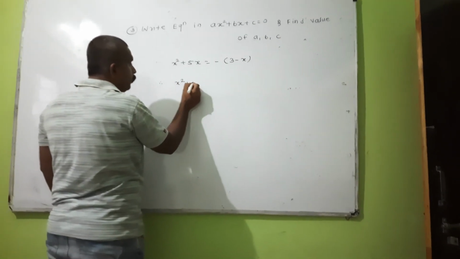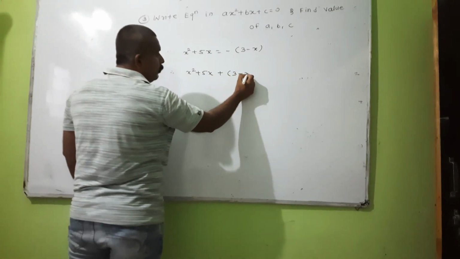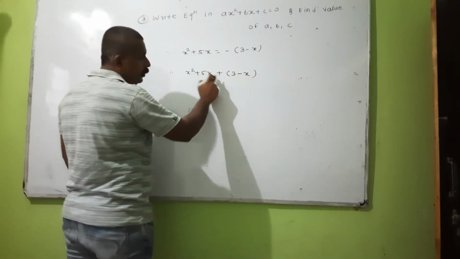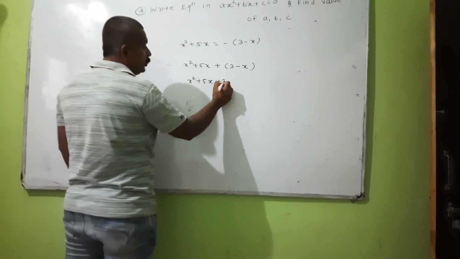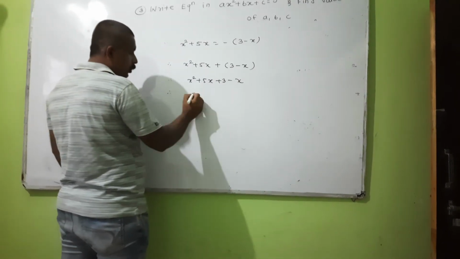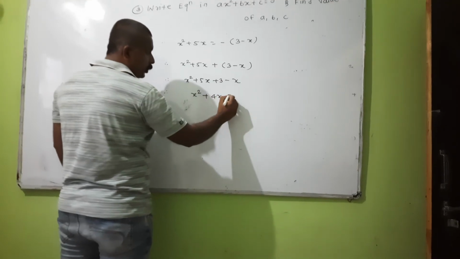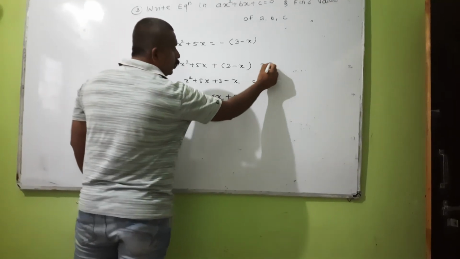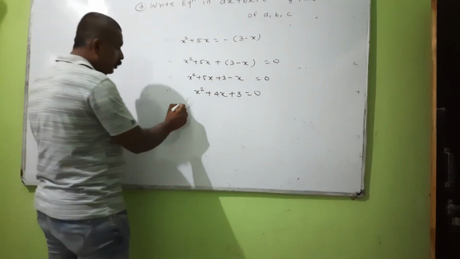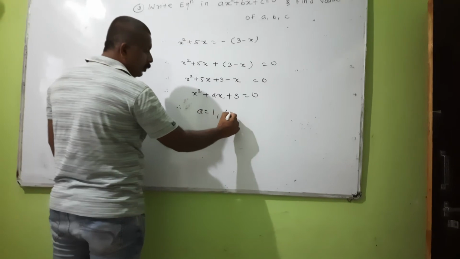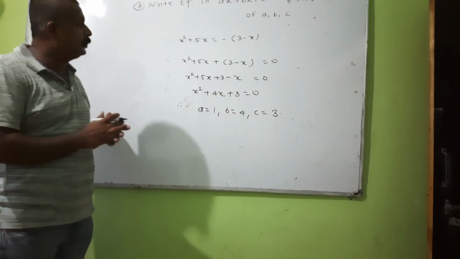So x square plus 5x. So this minus becomes plus 3 minus x, because this minus becomes plus. So now x square plus 5x plus 3 minus x. So this becomes x square, 5x minus x, it is 4x, plus 3 equal to 0. Okay, when we shift to the right side, there should be the 0. Okay. So what is the value of A now? 1, B is 4 and C is 3.